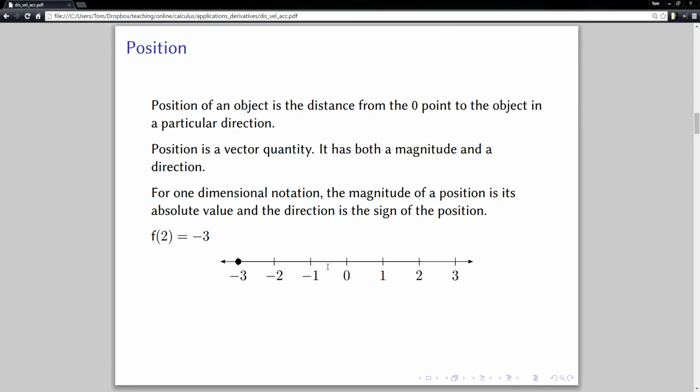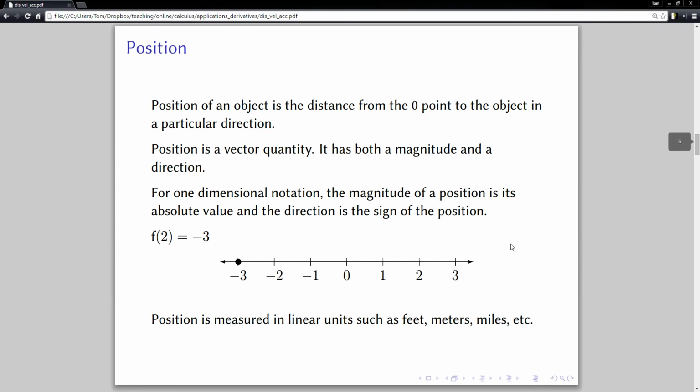On the number line, all we really have is a right and a left. And so the negative indicates it's over here to the left of the 0 point on the number line. So the direction is just the sign, whether it's positive or negative, for one-dimensional motion. Of course, it gets more complicated when you go to 2 and 3 dimensions, but we don't have to worry about that for this class. And position is going to be measured in linear units, such as feet, meters, miles, etc.